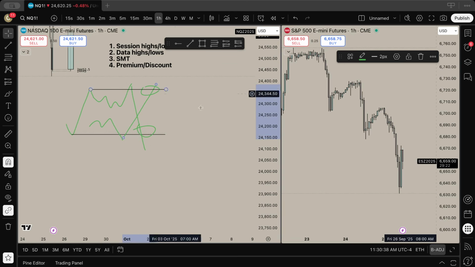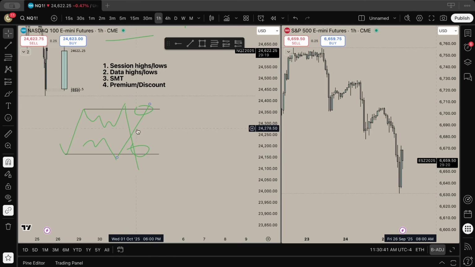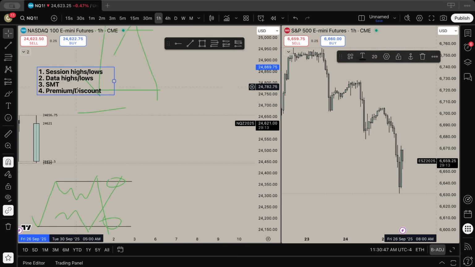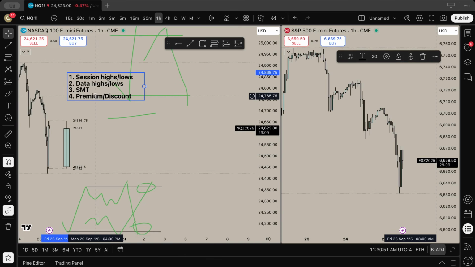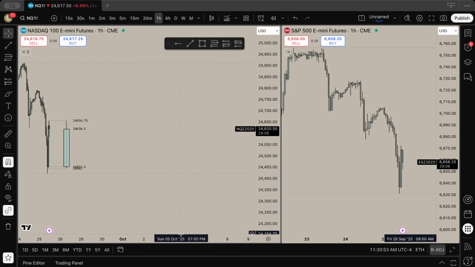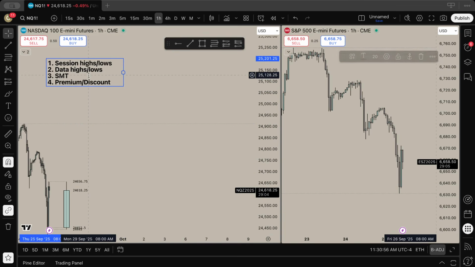You see how it's the same as sessions, right? We sweep buy side liquidity, our draw is sell side. We sweep sell side, our draw is buy side, right? Now there are two extraneous circumstances to this, okay? Not to data highs and lows, but just to session highs and lows in general, okay?